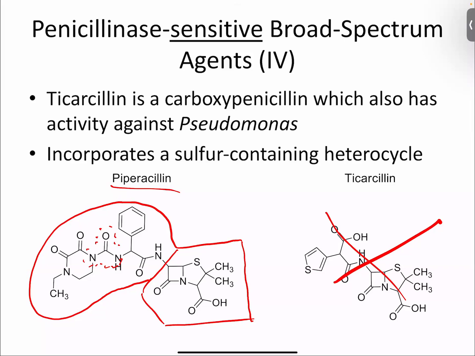It's nice because it has a lot of water-soluble characteristics associated with it. It's nice because it facilitates porin passage, but it's not perfect because it is susceptible then to hydrolysis by the lactamases. And that's why we guard piperacillin by administering it with an inhibitor.